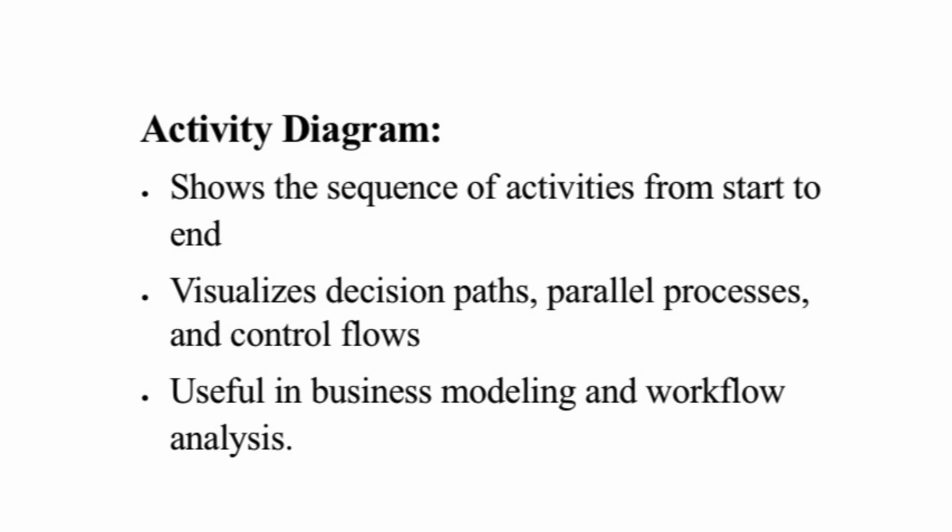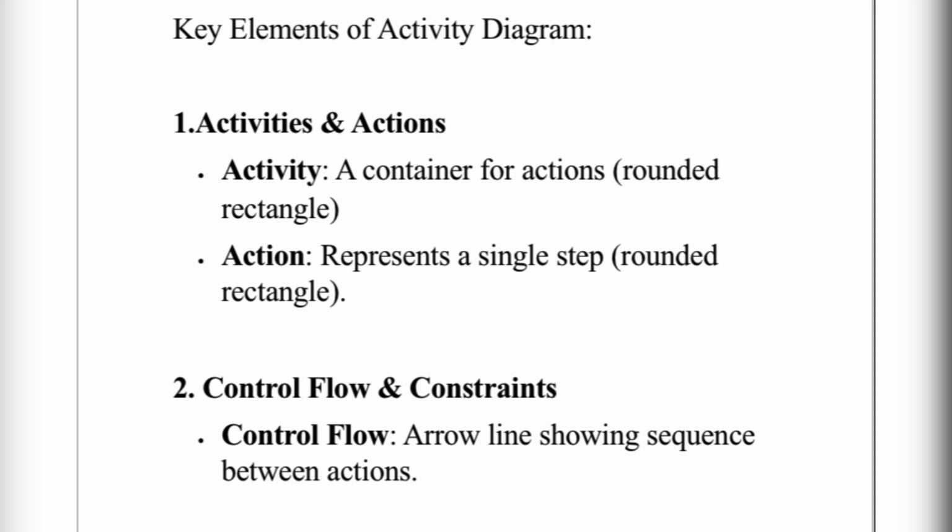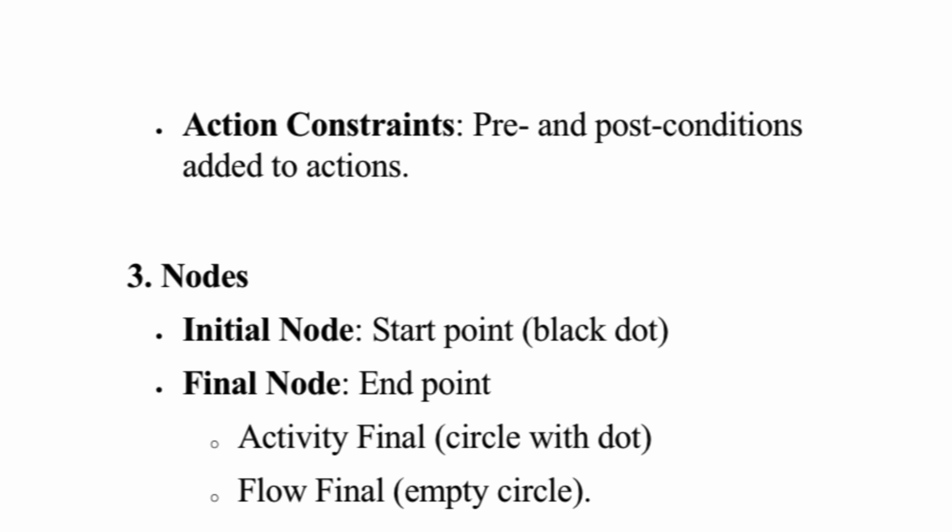Activity diagram shows the sequence of activities from start to end, and visualizes decision paths, parallel processes, and control flows. It is useful in business modeling and workflow analysis. The key elements are activities and actions. Activity, a container for actions. Action represents a single step. Second, control flow and constraints. Control flow, arrow line showing sequence between actions. Action constraints, pre and post conditions added to actions.